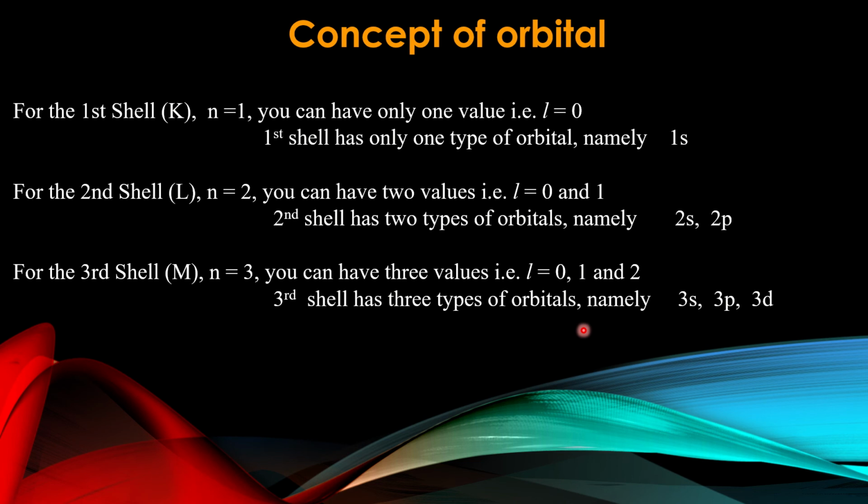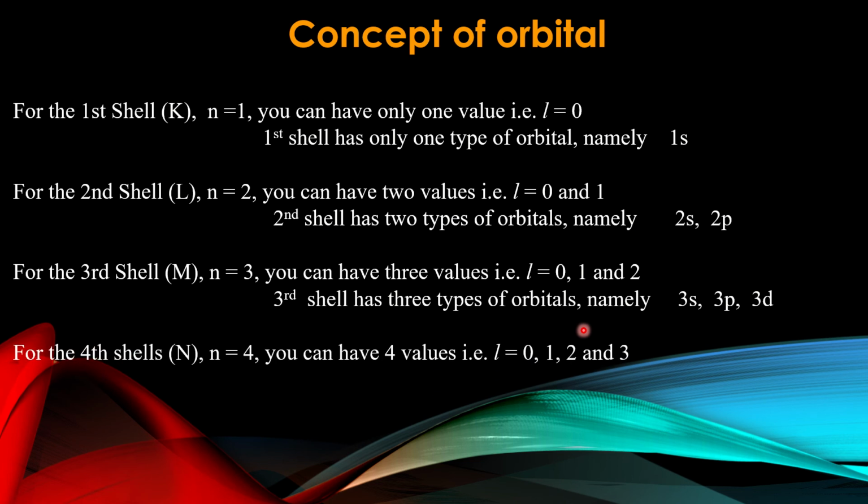In this way, for the N shell, where n is 4, the value of l is 0, 1, 2, 3. That means l has 4 values. So there are 4 orbitals and these are 4s, 4p, 4d and 4f. In this way, after the 4th shell, the 5th shell, 6th shell and 7th shell all have 4 orbitals. For the 5th shell, these 4 orbitals are named 5s, 5p, 5d, 5f. For the 6th shell, these are named 6s, 6p, 6d, 6f, in this way.